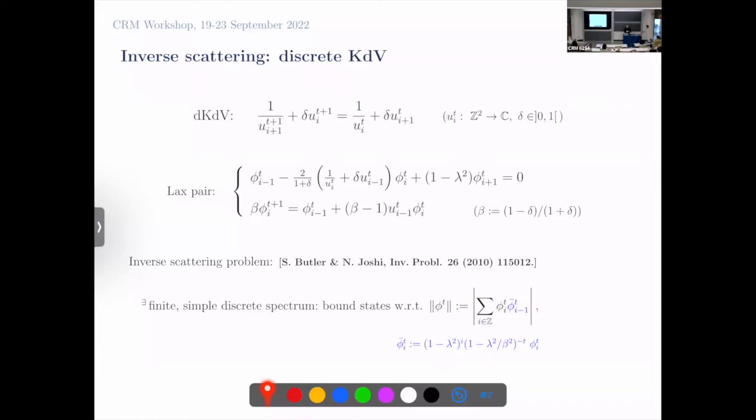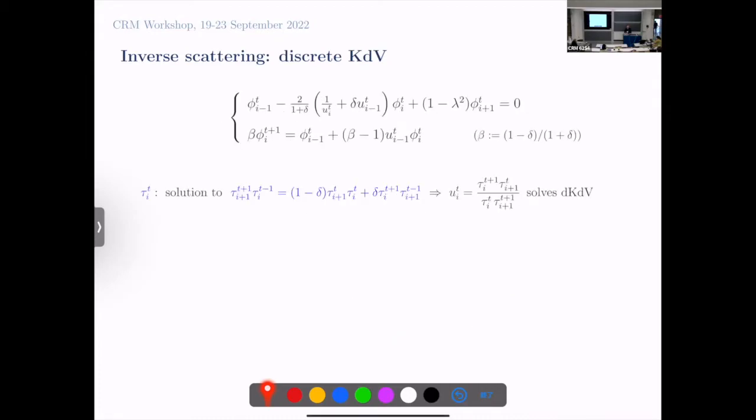There's a gauge factor because the system is not explicitly self-adjoint, but the adjoint is gauge related to the original one. So it's almost self-adjoint. That's why we have this crazy function here. But you see, it's not the regular L2 norm. So you can define a scattering problem that has all the nice properties of having a finite and simple spectrum, but with respect to this norm for the eigenfunctions, for the bound states. Otherwise, it doesn't work. So that's a technical comment.